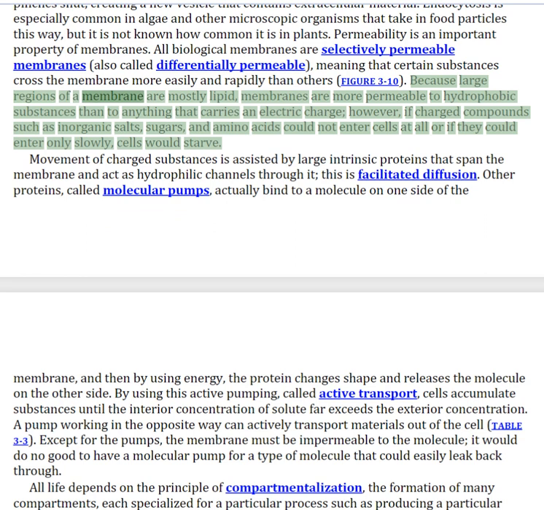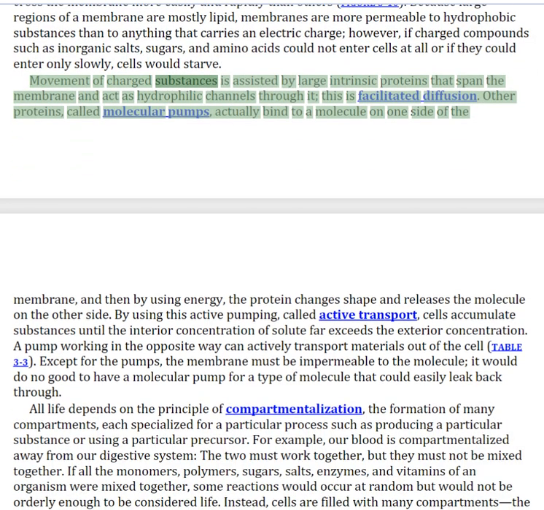Because large regions of a membrane are mostly lipid, membranes are more permeable to hydrophobic substances than to anything that carries an electric charge. However, if charged compounds such as inorganic salts, sugars, and amino acids could not enter cells at all, or if they could enter only slowly, cells would starve. Movement of charged substances is assisted by large intrinsic proteins that span the membrane and act as hydrophilic channels through it. This is facilitated diffusion.